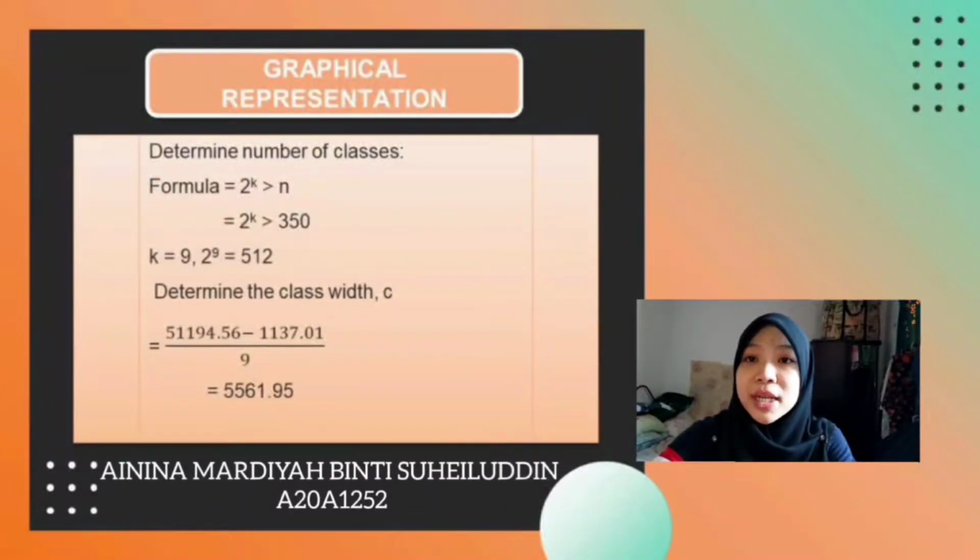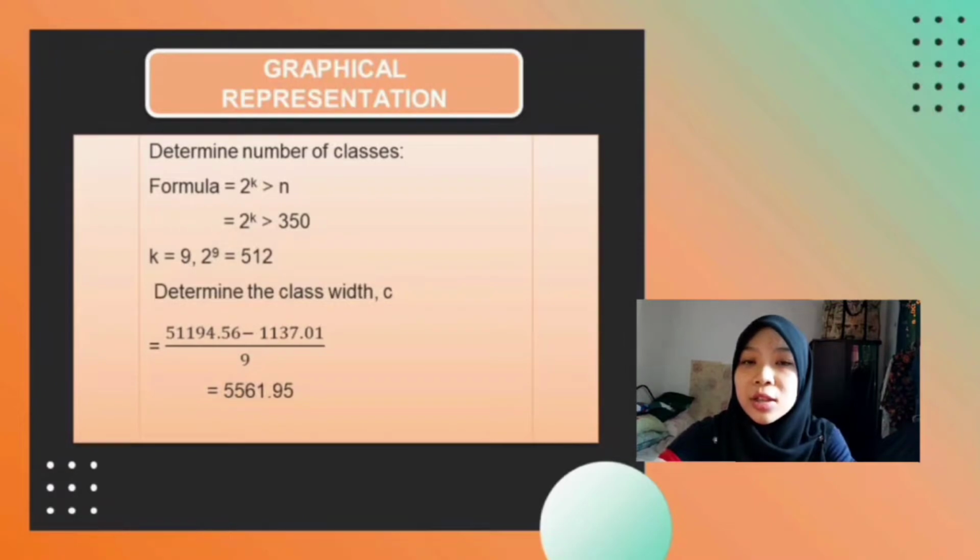First, we should determine the number of classes. 2 to the power of 9, we get 512, which is more than the data, 350. So the number of classes is 9. Then, determine the class width, which is maximum entry minus minimum entry, and then divided by the number of classes, so we get 5,561.95.